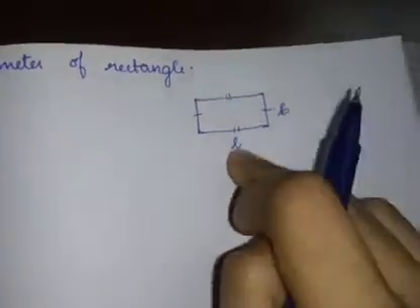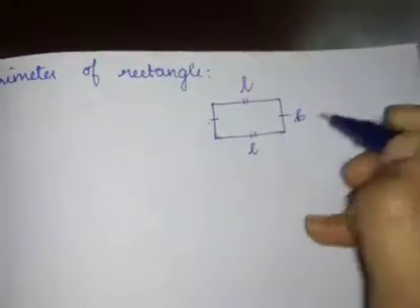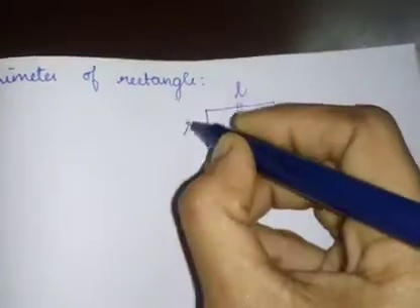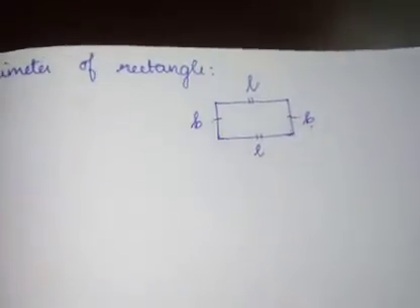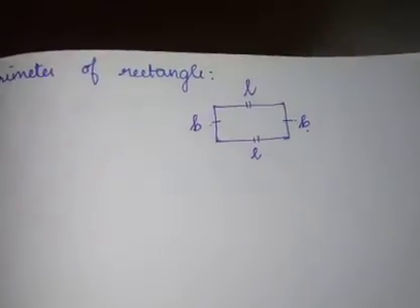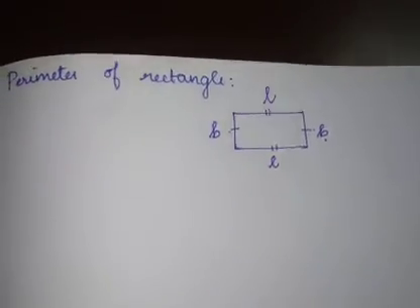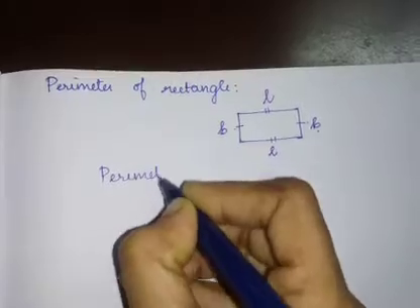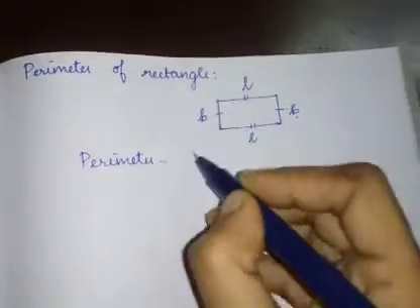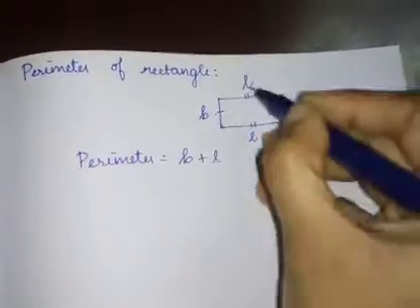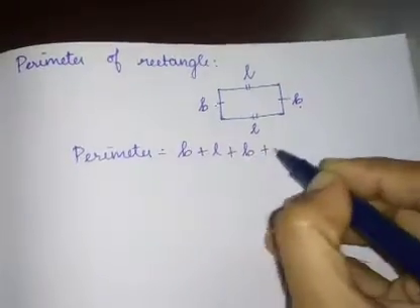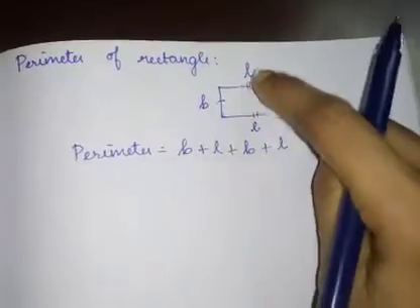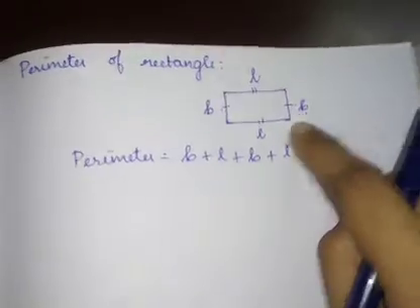Correct? If this is length, this also will be length. If this is breadth, this also will be breadth, right? Opposite sides are equal. These are the properties of the rectangle. Correct? Perimeter means what? You should add all the boundary. What is the boundary? B plus L plus B plus L. Correct? B plus L plus B plus L.